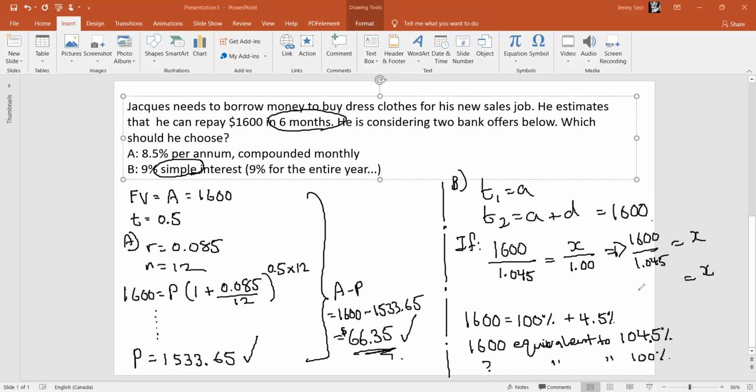It is 1531.10. This is how much I started with. This is my A value. This is considered the 100%. This is my original principal.